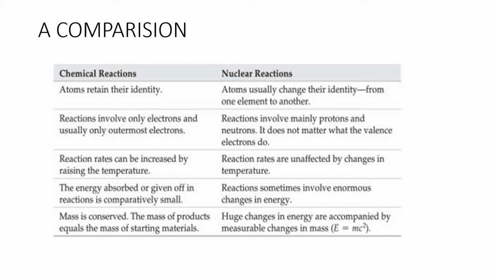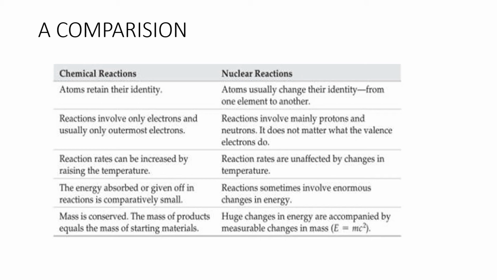The third important factor is this, that you can increase the rate of a chemical reaction by increasing an external factor like temperature. But a nuclear reaction is totally unaffected by an increase in temperature. And the energy that is absorbed or given out is relatively very small and of the order of a few kilojoules. Whereas in nuclear reactions, the amount of energy that is absorbed or given out, particularly when given out, is extremely high. And therefore it is used in the making of nuclear bombs.